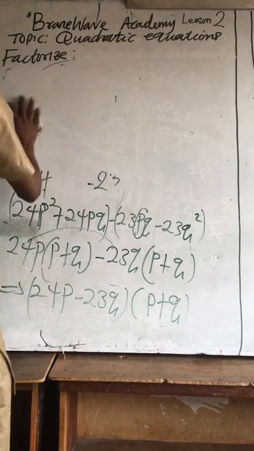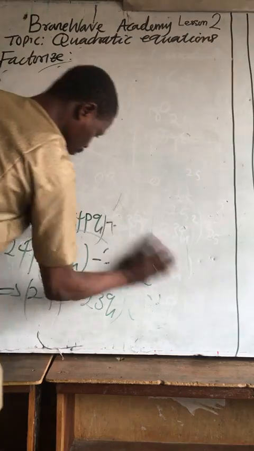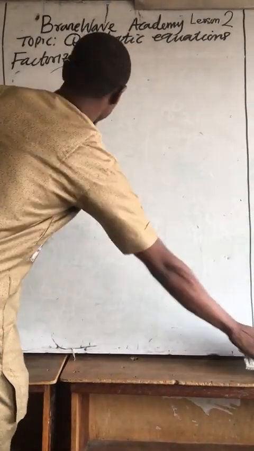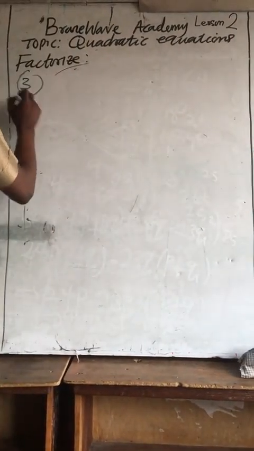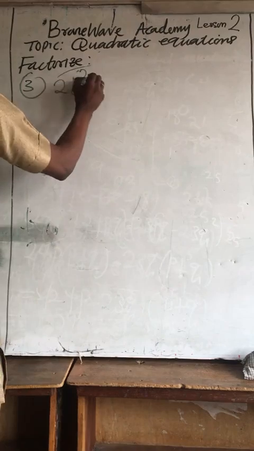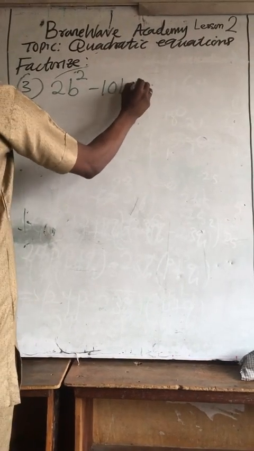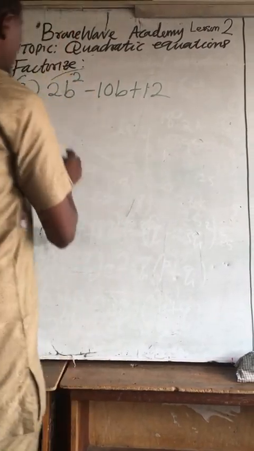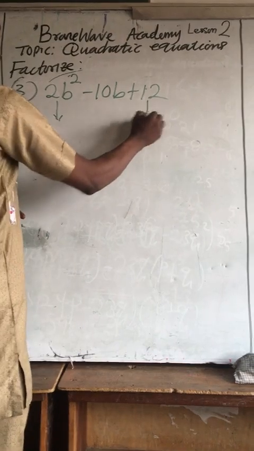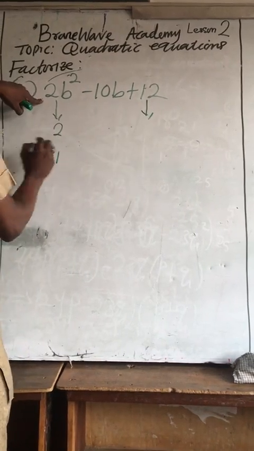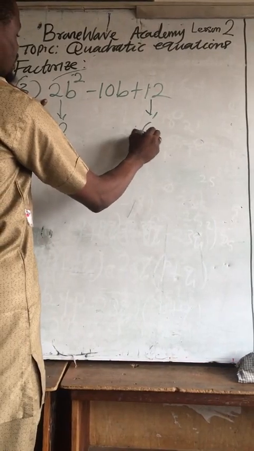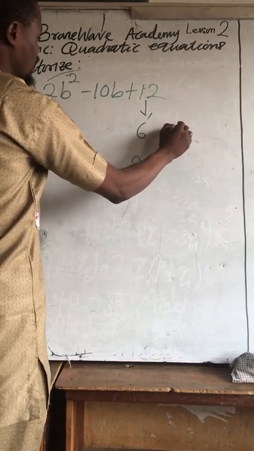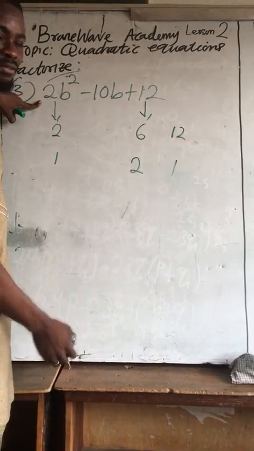Next, number 3. So the number 3 says that 2b squared minus 10b plus 12, factorize. It's very, very easy. Here, I will also use the same method. Here, the factor is 2 and 1, 2 times 1. Here is what? 6 times 2. Or, you can say what? 12 times 1. Factors of what?